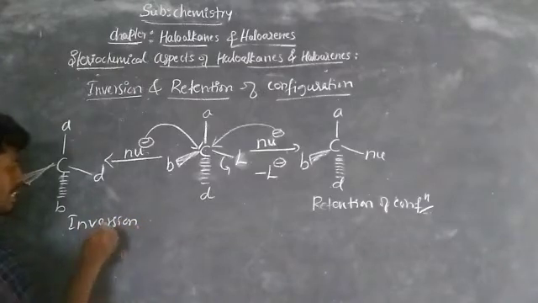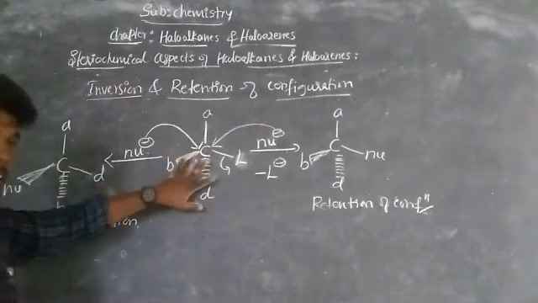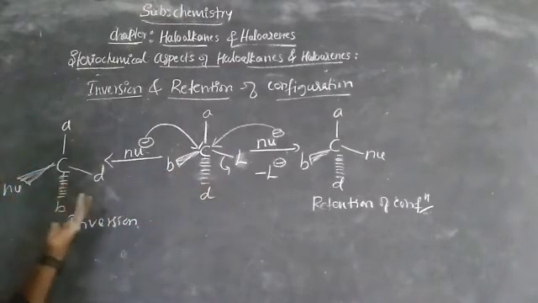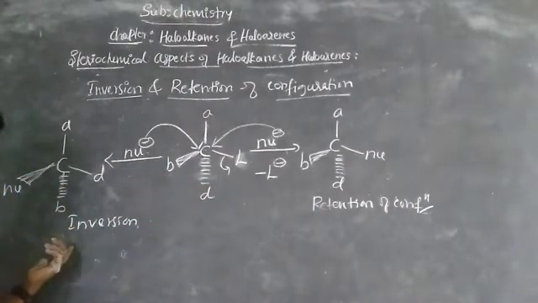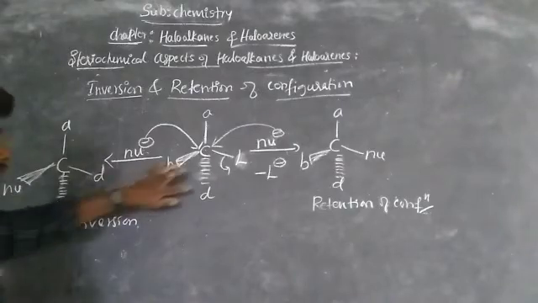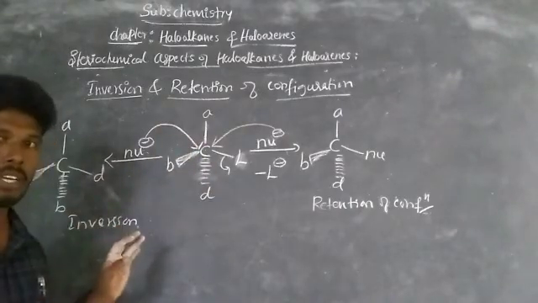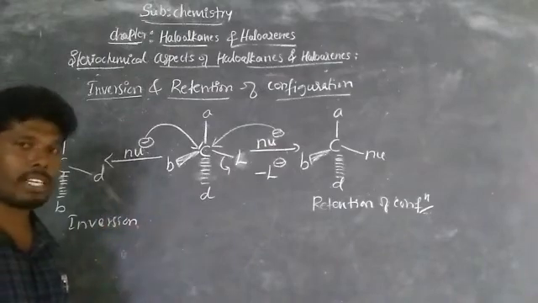Inversion. So what is inversion? It is exactly opposite to this one. If the groups above and below remain the same, then you get retention of configuration. It means the configuration of an atom is totally changed, which is called inversion of configuration. This is the concept of retention and inversion.